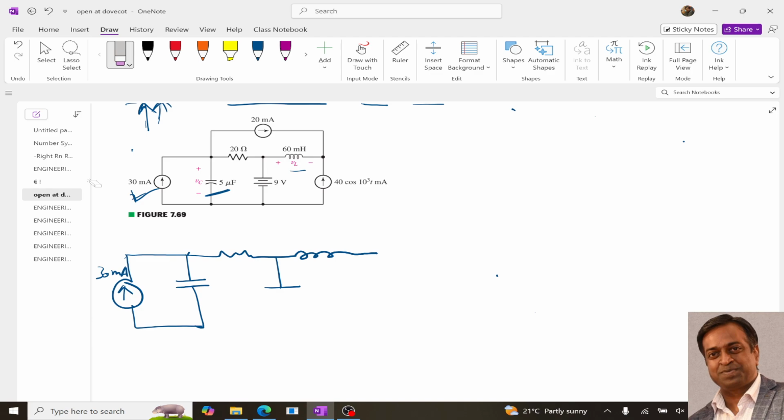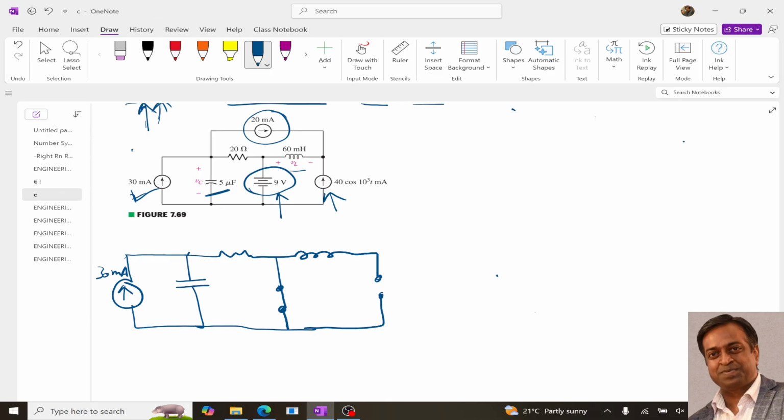Now, as per superposition, all the voltage sources will be replaced with a short circuit and current sources will be replaced with an open circuit. So this voltage source will be replaced with a short circuit, like this. And this is a current source, so it will be replaced with an open circuit. This current source will also be replaced with an open circuit.